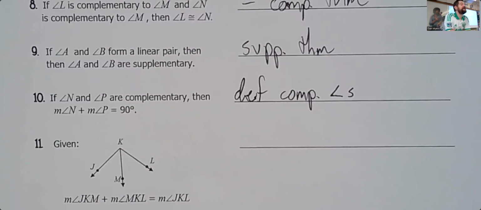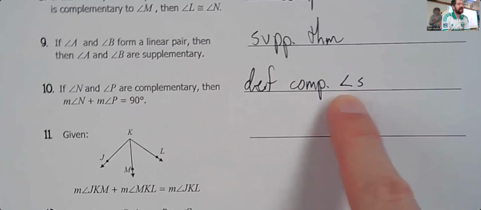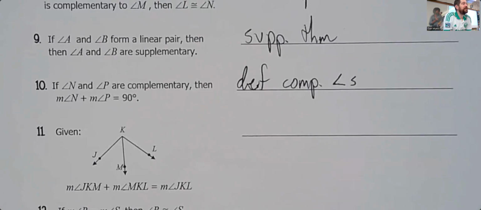Yeah, Vicky. Complementary angles. What's that? That's an S, yeah, because angles. What's that? You mean the apostrophe? That's possessive. That's not plural. You don't need an apostrophe there, no.